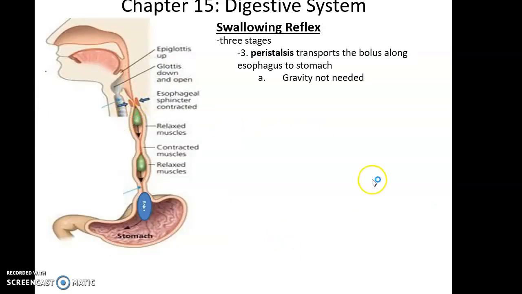Once the bolus is in the esophagus, then it will move down the length of the esophagus via the process of peristalsis, the muscular contractions of the walls of the esophagus that will be squeezing the bolus down to the stomach. So gravity is not needed to get food to the stomach.